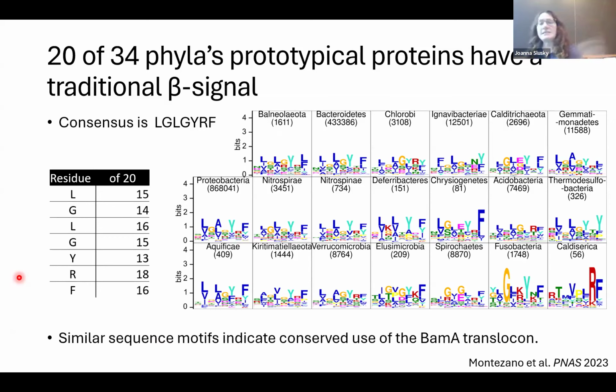So these similar sequence motifs indicate that, although we saw before that there are all different sequence motifs, meaning that they're all possibly being inserted in different ways, or not with BAM, all of these organisms probably are using BAM, but just maybe not for those other proteins.